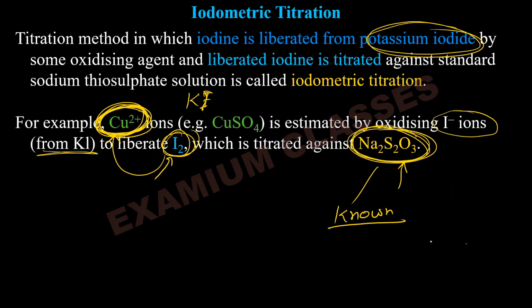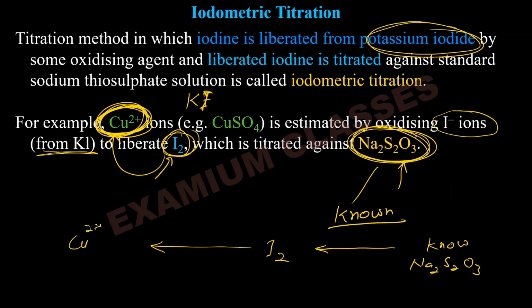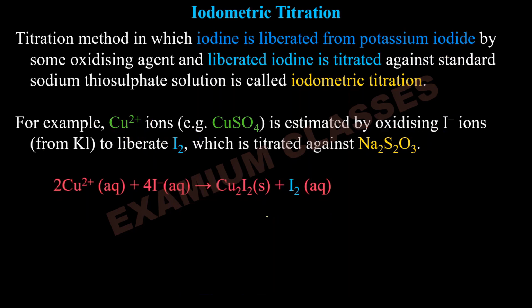The sequence is, you know the concentration of Na2S2O3. So you know how much was used after the titration is complete. From this you will calculate how much I2 got consumed, because this reaction takes place between iodine and sodium thiosulfate. From this we will calculate how much Cu2+ was there, because Cu2+ when it reacts with KI gives you CuI and I2. So this is the reaction which takes place when copper reacts with iodide ion.